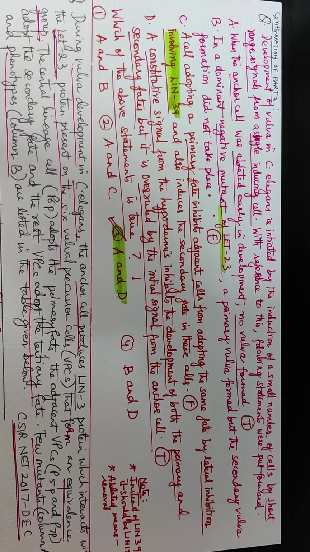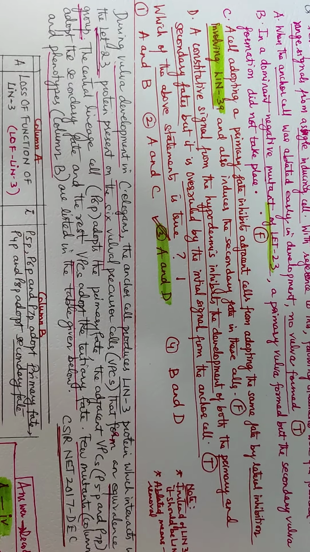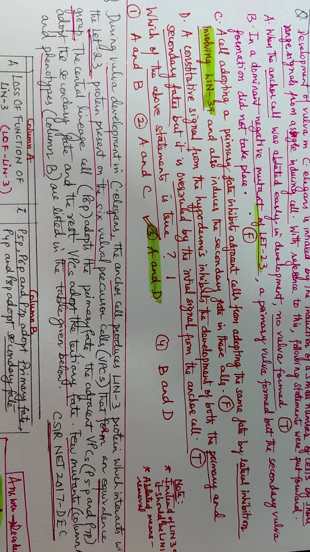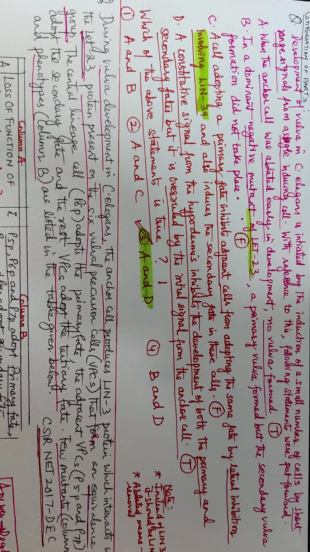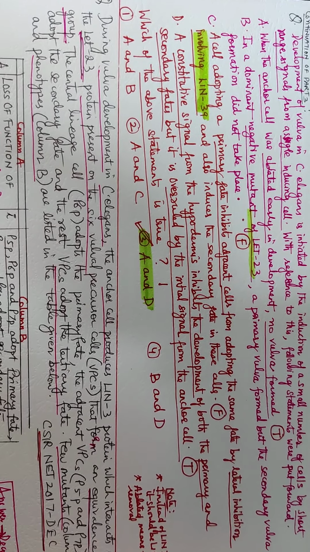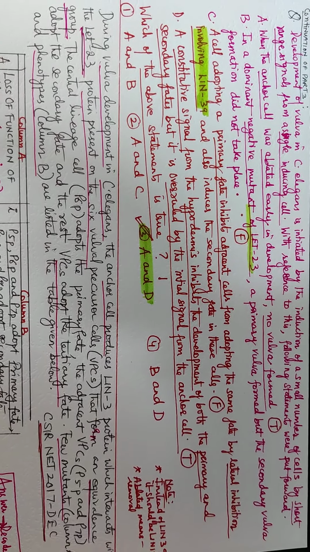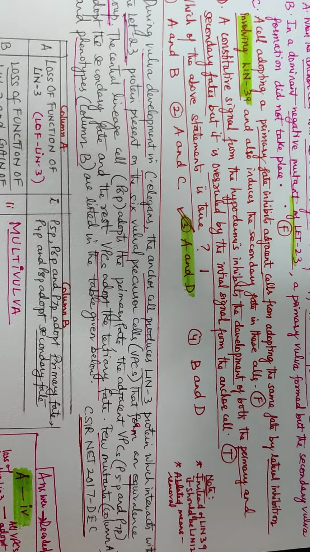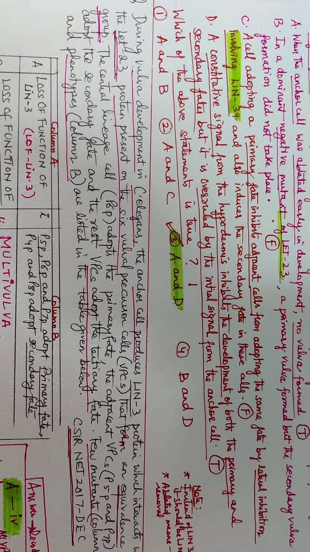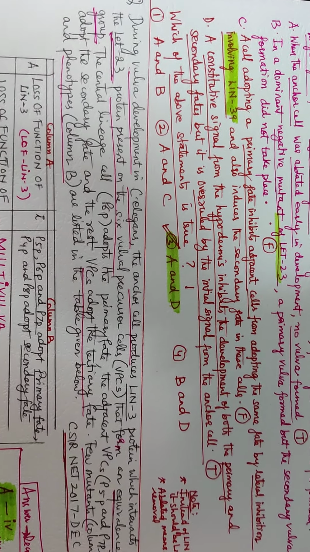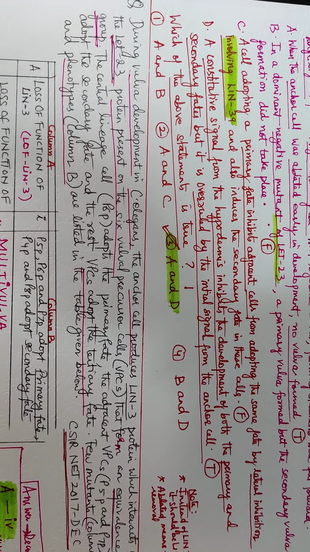not take place. Part C: A cell adopting a primary fate inhibits adjacent cells from adopting the same fate by lateral inhibition involving Lin39 and also induces the secondary fate in these cells. D part: A constitutive signal from the hypodermis inhibits the development of both the primary and the secondary fates, but it is overruled by the initial signal from the anchor cell.